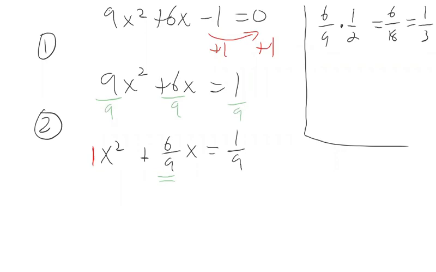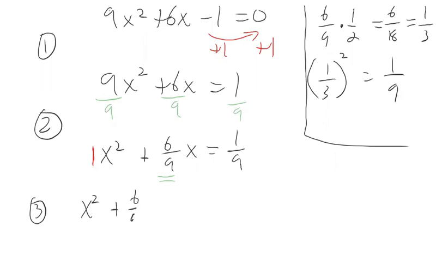All right. Then I take 1/3 and I square it, which gives me 1/9. So now I take my 1/9 and I add it back into my problem. So here is step 3. I get x squared plus 6 over 9 x plus 1/9 equals 1/9. I'm going to do it in a different color, plus 1/9.